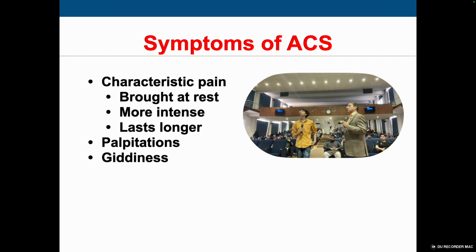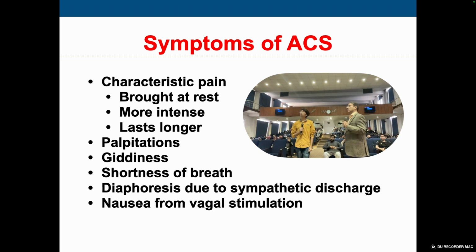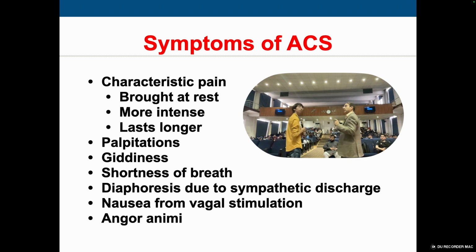There may be palpitations, there may be giddiness, the cardiac output may drop, there may be shortness of breath, sympathetic discharge, autonomic features, both sympathetic and parasympathetic. So you have diffuse autonomic discharge. You can have parasympathetic symptoms like nausea, vomiting, and sympathetic symptoms like diaphoresis. You may have angor animi. This last feature is very important. I have never seen any patient of angina complaining of this. If the patient develops ST elevation MI, this feature is generally present, unless the patient has the autonomic neuropathy seen in advanced diabetes. Otherwise patients have this feeling.